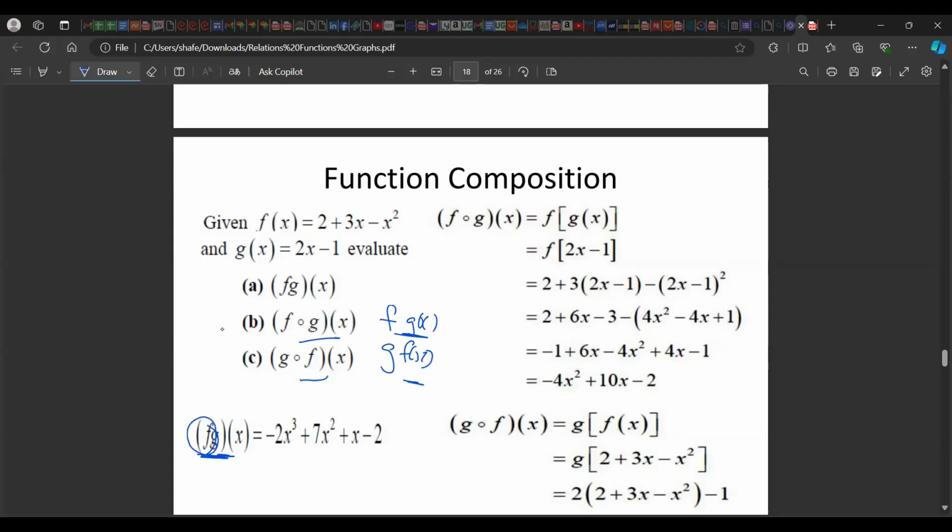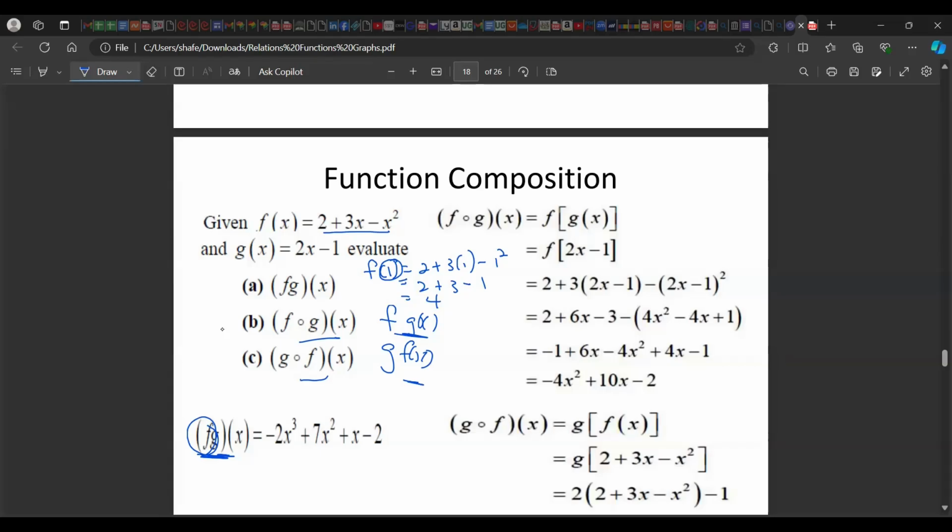So how do you find the composite? Just like if you have a function, let's say f(x) equal to this here. Now, if you want to find f(1), what do you do? You put 1 in here. So you have 2 plus 3 times 1 minus 1 squared, which is 2 plus 3 minus 1, which is 5 minus 1, which is 4. So whatever is in here, you put in the place of x here.